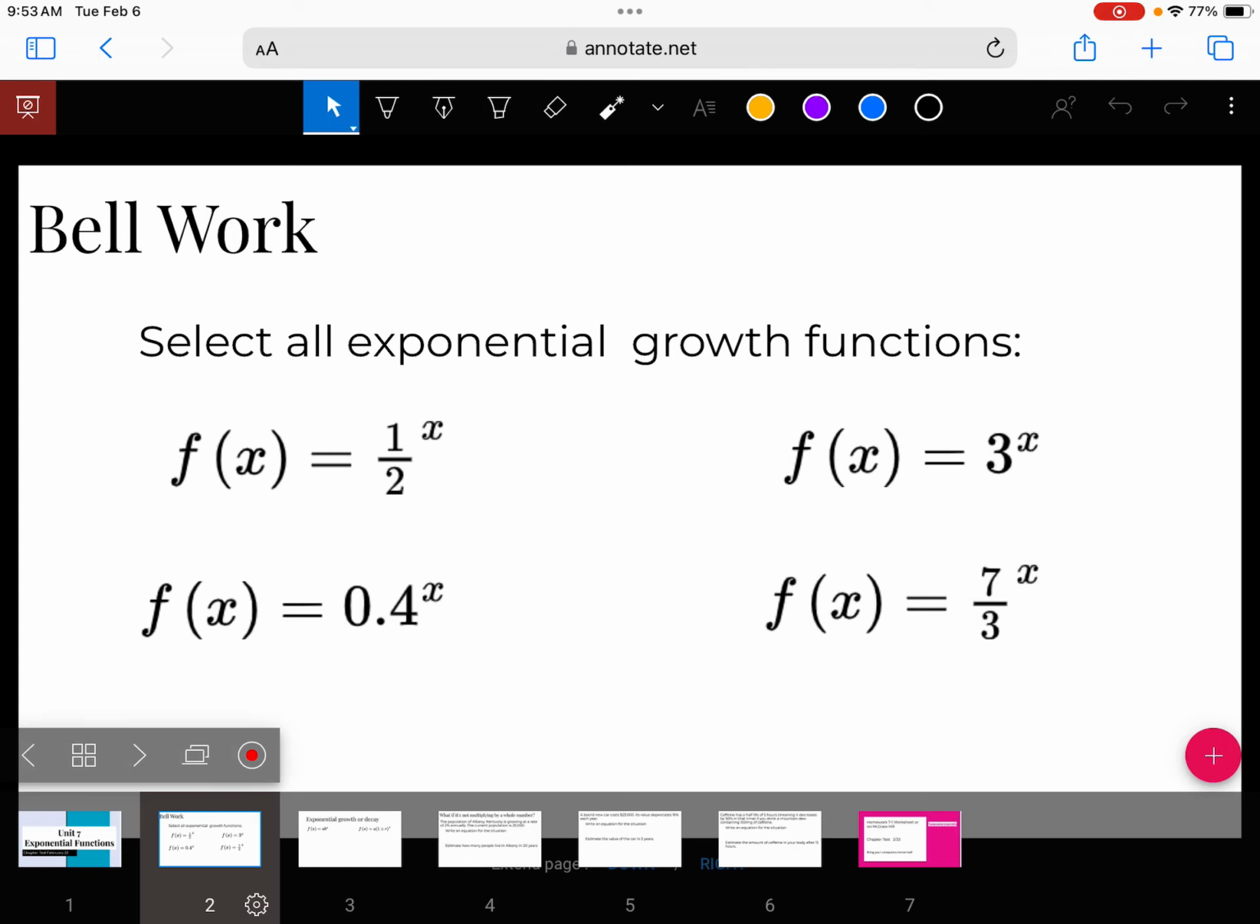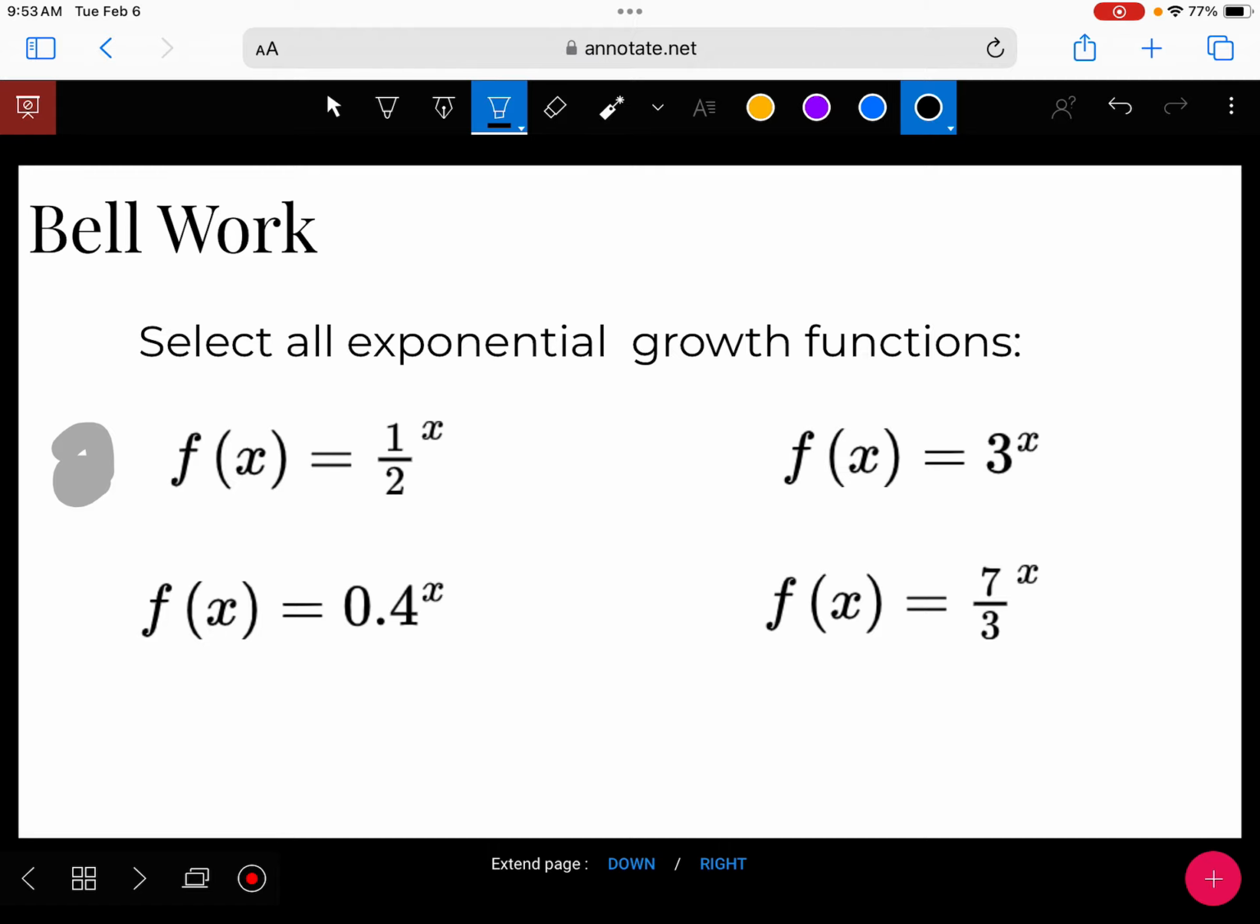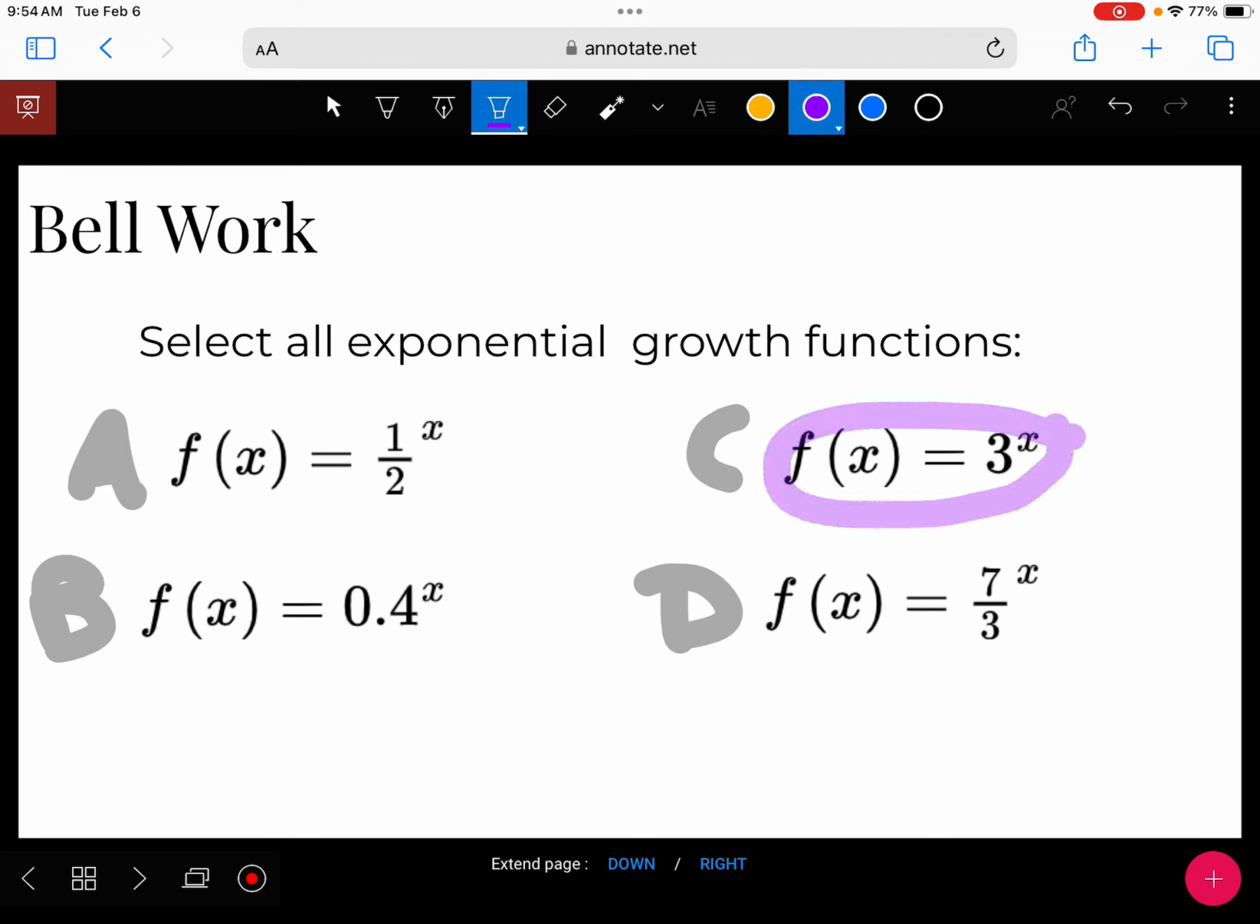Alrighty, so which of these are exponential growth? I'm going to put letters by them just so that we can talk about them easier. So we've got A, B, C, and D. Which of these are growth? C and D. So this one is, and this one is.